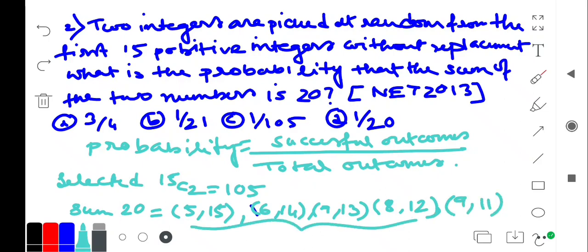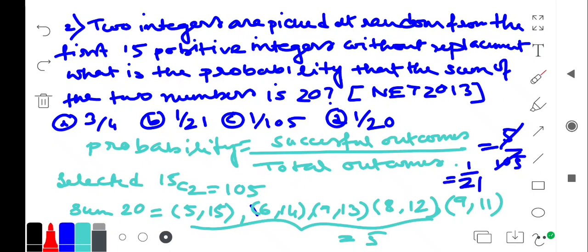So the total successful outcome is 5. Okay, 1 2 3 4 5, 5. Okay, now we can put it in that case, that is 5, the successful outcome, by 105. Okay, when you cut, the answer will be 1 by 21. Okay, 1 by 21. So probability is successful outcome by total outcome.